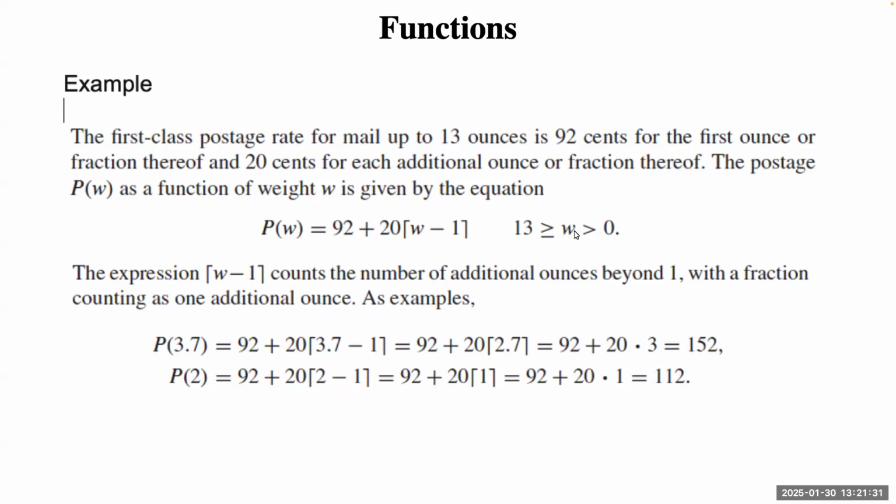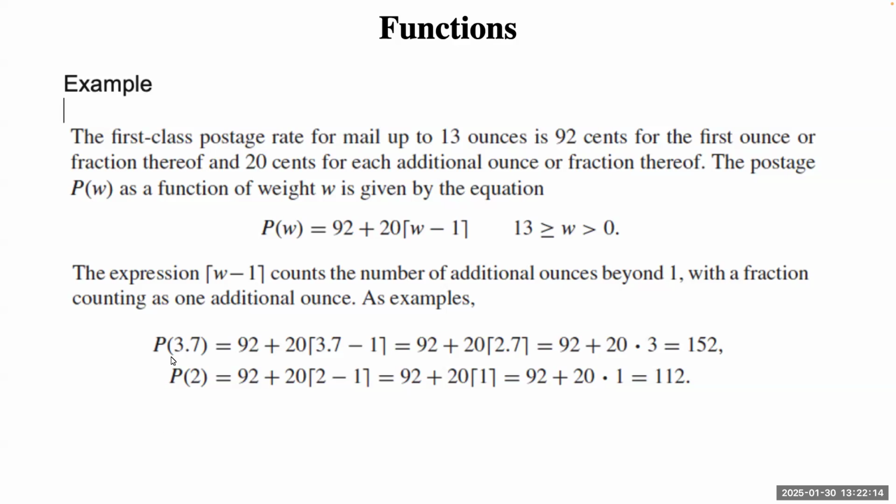Anything bigger than 0 and less than or equal to 13, you use this formula. So if I do 2 ounces, it would be 92 plus 20 times (2 minus 1), which would be 1. So it'd be 92 plus 20, which would be 112. Notice the statement says 92 cents for the first ounce or fraction thereof, and 20 cents for each additional ounce or fraction thereof. So for each additional ounce, you get the W minus 1. The fraction thereof is taken care of by the ceiling.